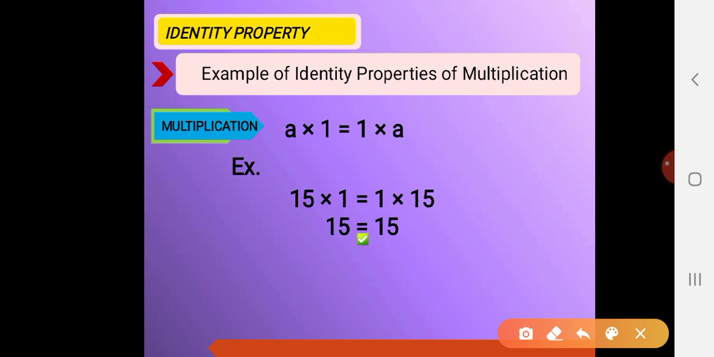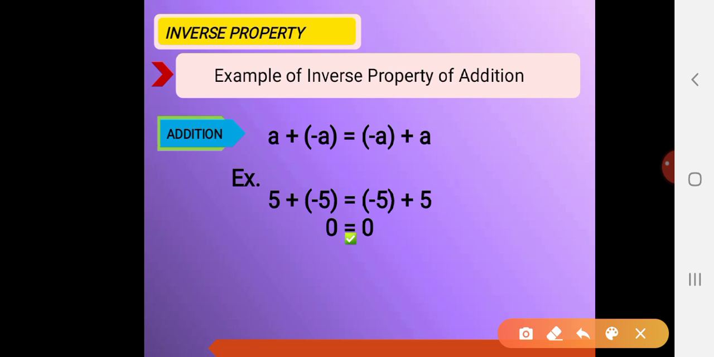Example for inverse property. a plus negative a is equal to negative a plus a. Example, 5, ang a ani is 5. So, pareha man sila a. So, unlike sign lang sila. So, 5 plus negative 5 is 0. Pikas gyapon, nauna na si negative. So, negative 5 plus 5 is 0. So, bisan pag magkabali-balik gyapon na sila, ang ilahang result is always 0.